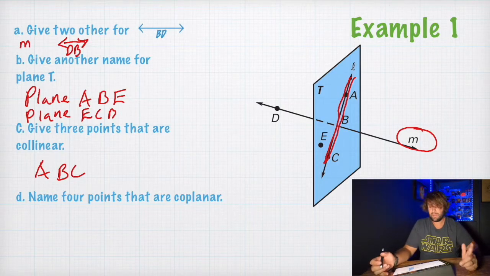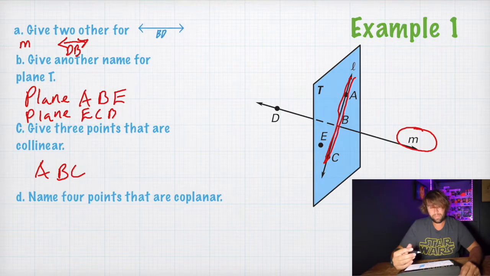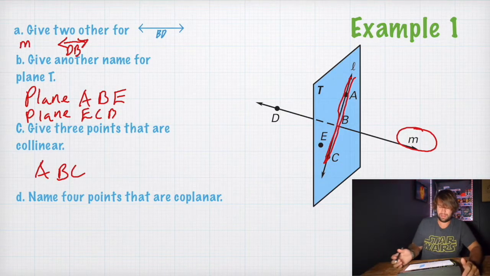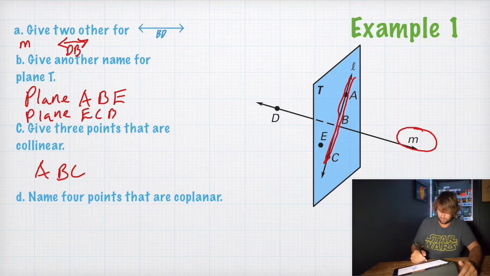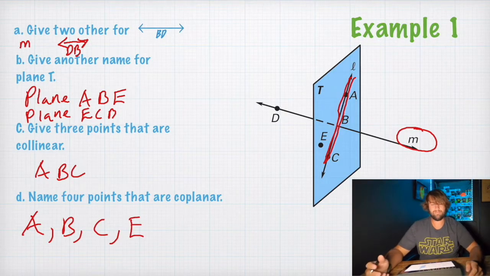Lastly, they want us to name 4 points that are coplanar. So 4 points being coplanar, they can lie on the same line. You can use points that are lying on the same line because if you notice, there are actually only 4 points labeled in our plane anyways. So points A, B, C, and E are coplanar.